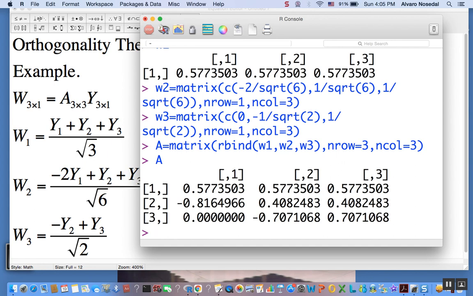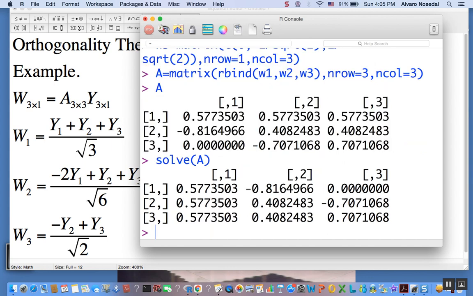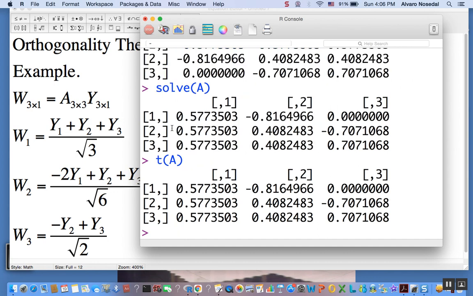Okay, now let's apply our theorem. Again, all we have to do is show that A is orthogonal, and to do that all we have to show is that A inverse equals A transpose. So let's find the inverse of A. That's the inverse of A. Let's find the transpose of A. Guess what? These guys are the same. So nice. We're done.